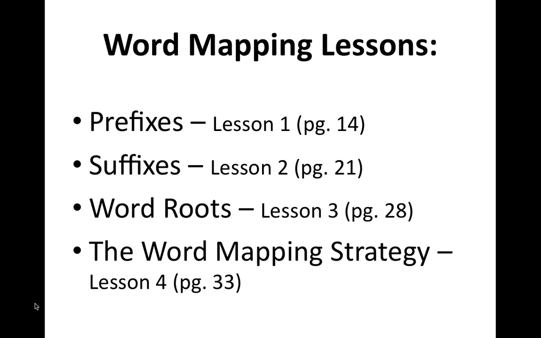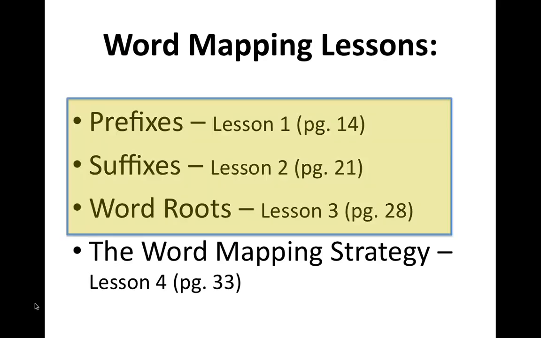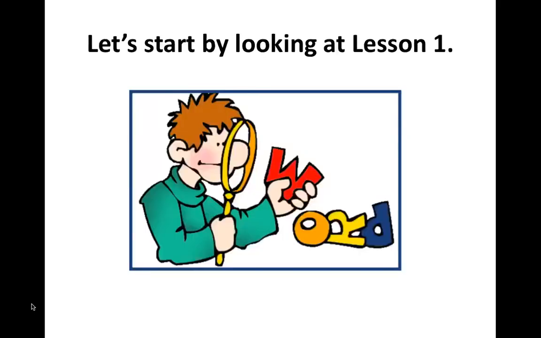During this session, we will focus on the first 3 lessons in the manual. Word Mapping Lesson 1 introduces the concept of morphemes and focuses on the first type of morpheme that students will learn, the prefix. Lessons 2 and 3 follow up with information about suffixes and then roots. Lesson 4 introduces the word mapping strategy, which will teach students how to use their knowledge of prefixes, suffixes, and roots to help them figure out the meanings of unknown words. We will take a deep dive into the actual strategy in our next video session. So let's start at the beginning with Lesson 1.